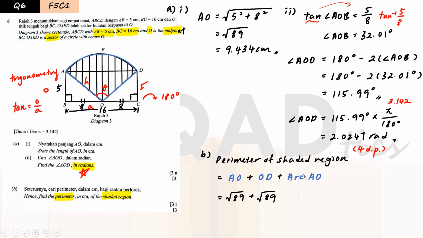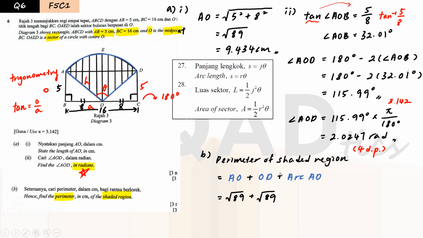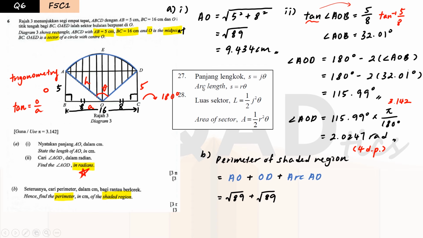And the arc AD, how do we find the arc length? So we look at our formula sheet, formula 27 and 28. So arc length would be from formula 27, and it would be S equals R times theta, the radius times the angle. R here is the radius of the sector. Since this is the sector, the radius would be this part, which is also OA, also square root 89. And theta here would be the angle of the sector, which is this one, which we have also found out, which is 2.0247.